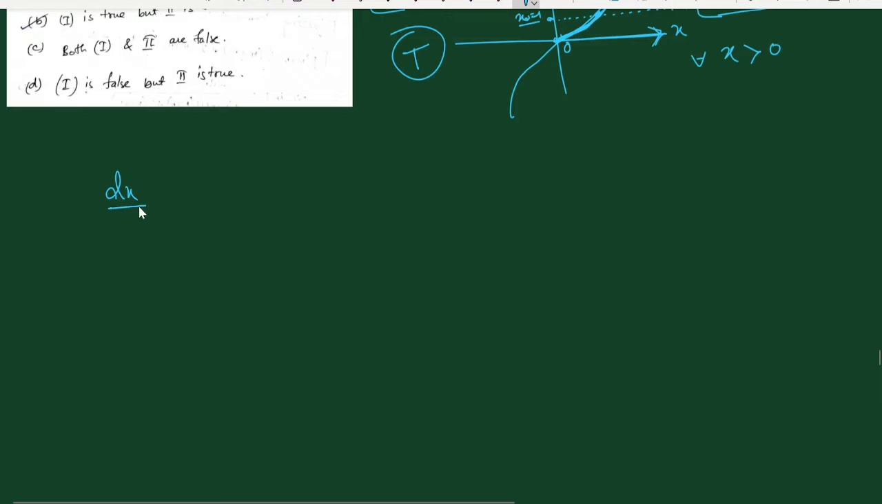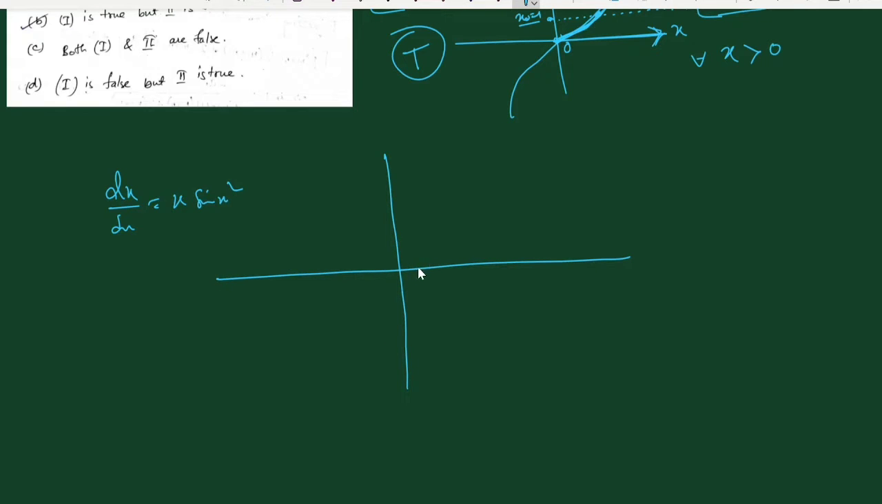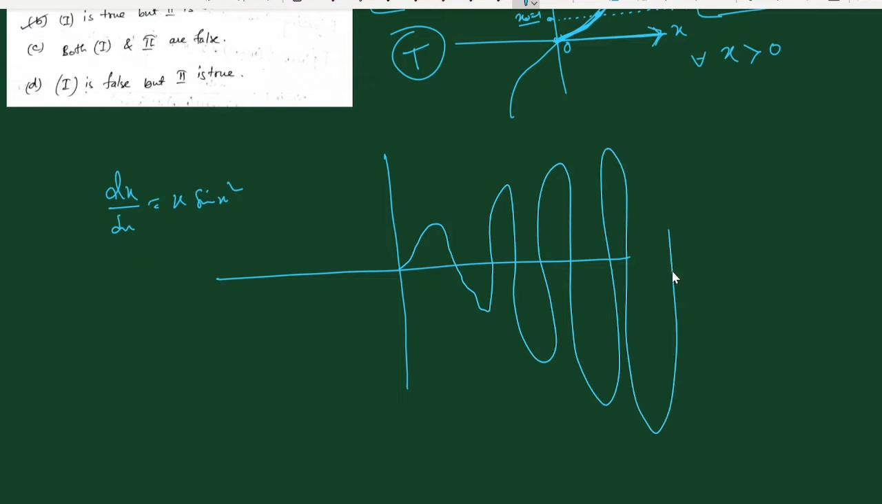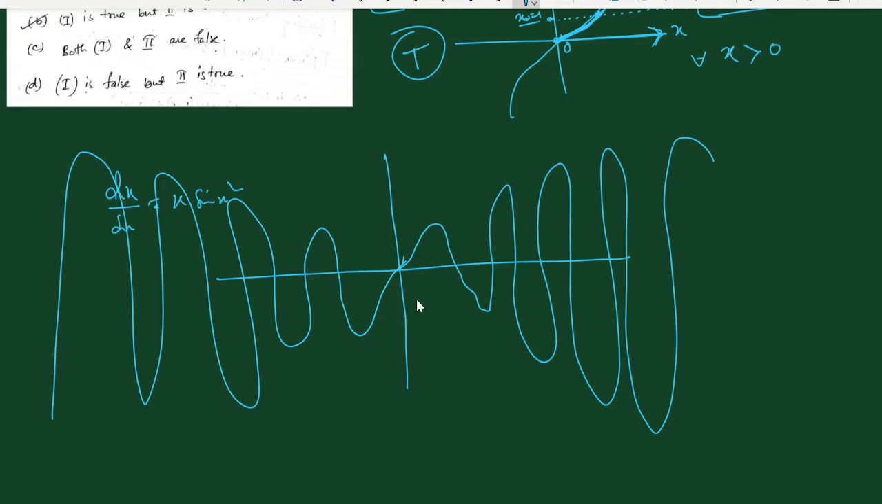So dx/dt is equal to x sin x². The graph of the function x sin x² looks like this, and it oscillates, like this. Suppose f(x) is equal to x sin x².